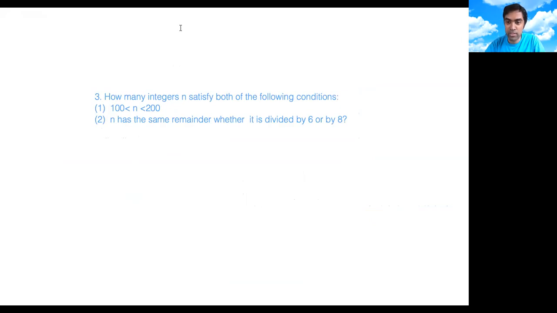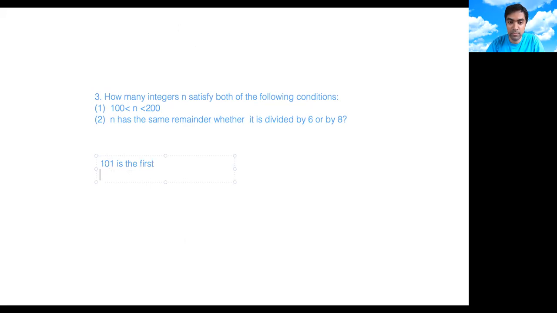Okay, good. 25 is the right answer. Sanvi, can you explain? So the first number that is past 100 and has the same remainder for both 6 and 8 is 101, because both the remainders are 5.